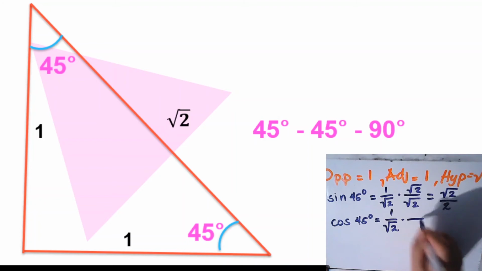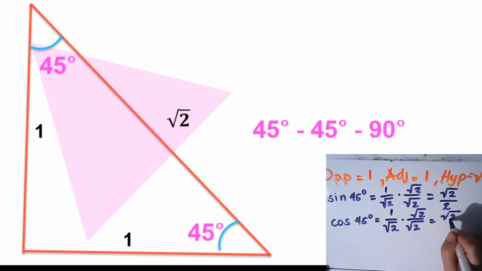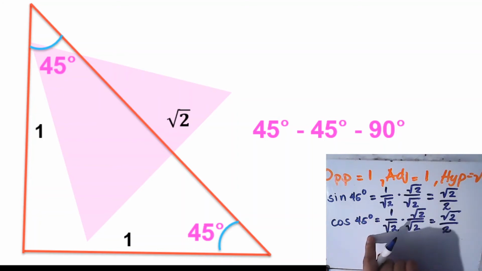So, similarly, we multiply both sides by square root of 2 to rationalize our denominator. Therefore, we have square root of 2 over 2. If you can see, sine 45 degrees and cosine 45 degrees are equal because 45 degrees and 45 degrees are complement of one another. Therefore, its cofunctions are equal.